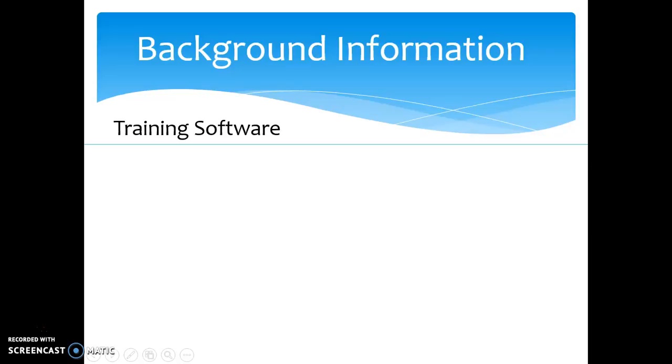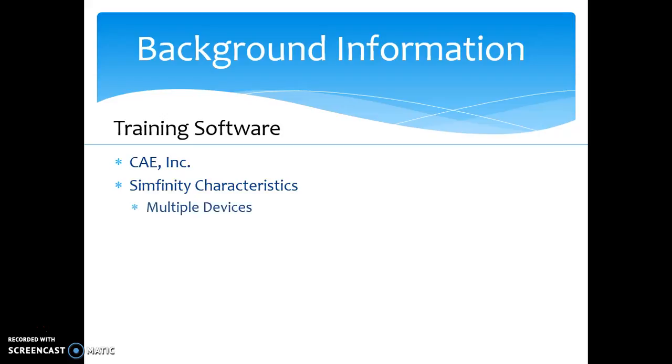The training software we use comes from a company called CAE, formerly Canadian Aviation Electronics. The product we use is called Simfinity. It's simulation software, and some characteristics behind the software are that it runs on multiple devices. It actually runs on legacy systems, Windows Server 2003 and Windows Server 2008. And the licensing requirements mean we can only use so many instances per airframe per Simfinity software.